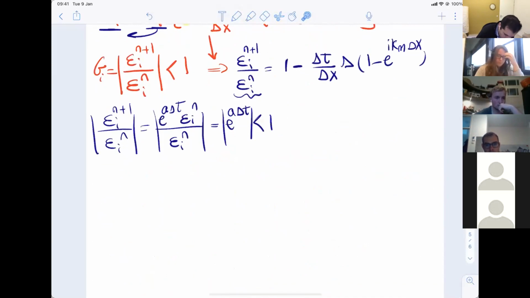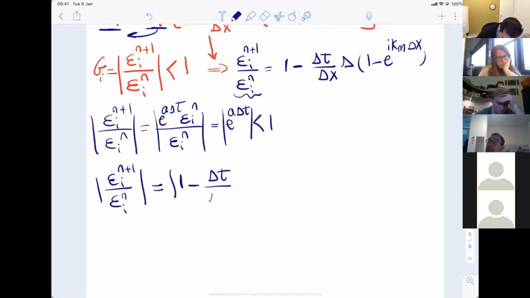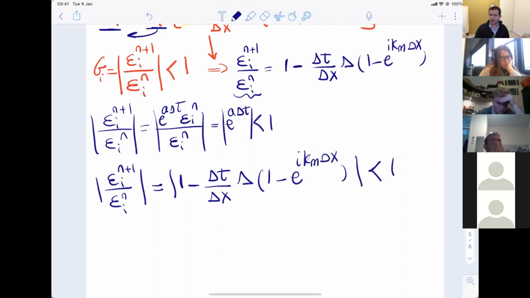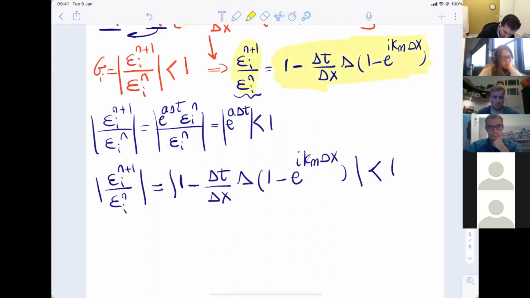So I want my error for cell I at n plus 1 divided by my error at cell I for n to be less than 1. So I want, in another way, 1 minus delta t divided by delta x lambda times 1 minus e to the power I km delta x to be smaller than 1. That's what I want, because this is exactly the formula that I got up in here. And I want my error ratio to be smaller than 1.